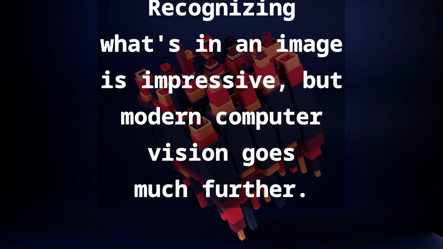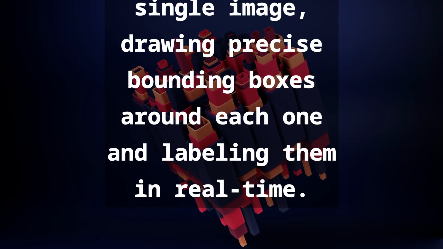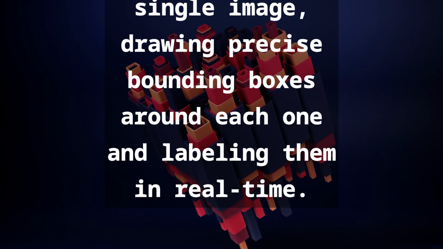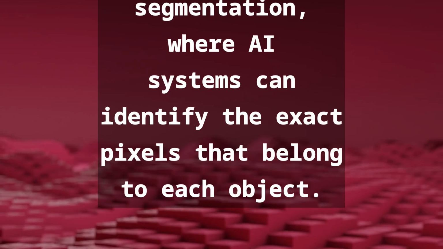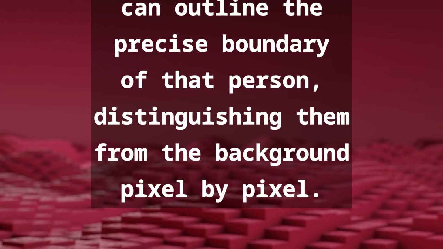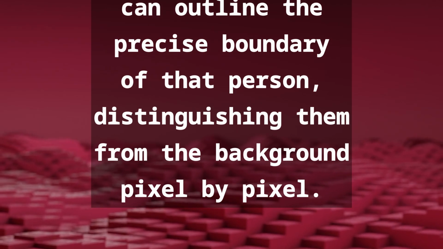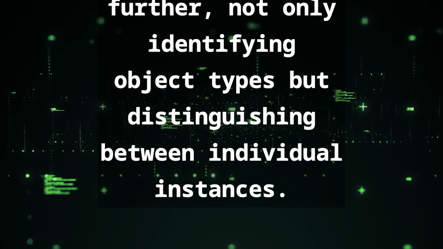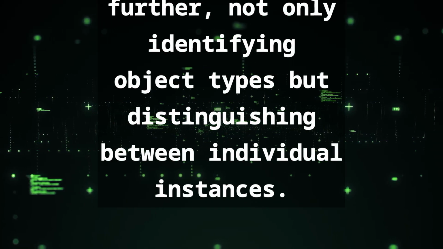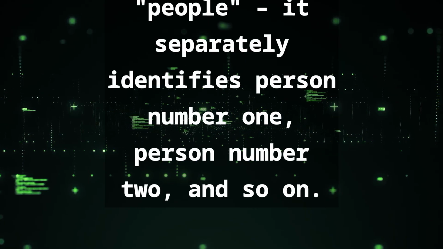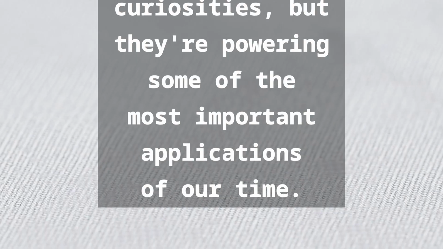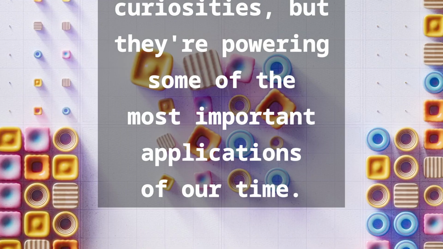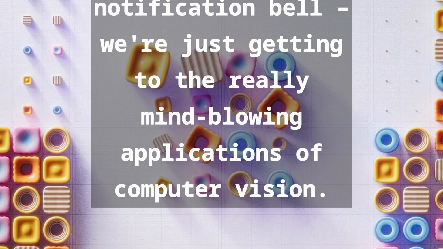to each object. Instead of just saying, "There's a person in this image," the system can outline the precise boundary of that person, distinguishing them from the background pixel by pixel. Instance segmentation takes this one step further, not only identifying object types but distinguishing between individual instances. In a crowd scene, it doesn't just recognize people, it separately identifies person number 1, person number 2, and so on.